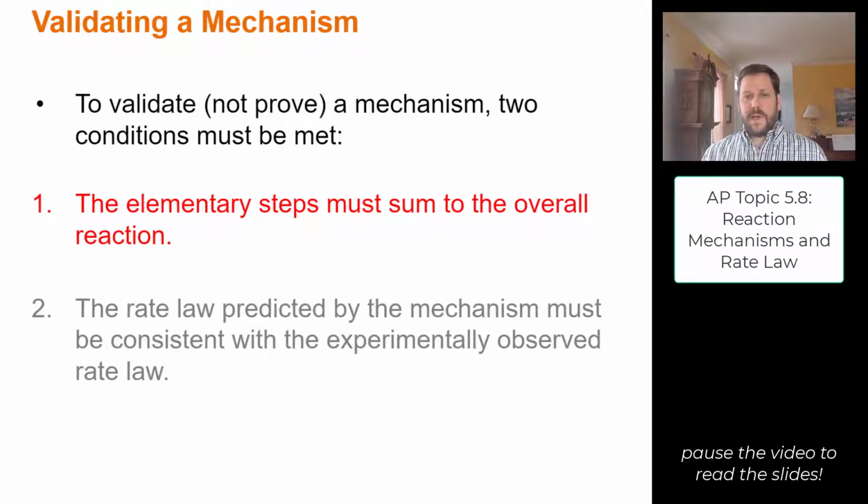So we'll often be asked to validate a mechanism, and in order to validate a mechanism or show that a mechanism is plausible and consistent with an experimentally observed rate law, not only do the elementary steps need to sum to the overall reaction, but the rate determining step in the mechanism needs to be consistent with the observed experimental rate law. So let's look at each of those 2 requirements to validate a mechanism. First, how can we add up the individual steps to give an overall reaction?